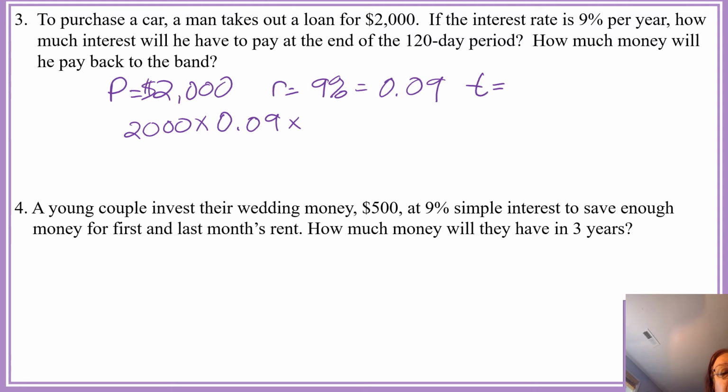And the time, based on years, it's telling us it's a 120-day period. So the time is 120 divided by 365 days in a year. That's going to give us the fraction or smaller portion of the year. So 120 divided by 360, it's a third of a year. So I'm going to take 2,000 times 0.09 divided by 3, and I get 60. So the interest is $60.